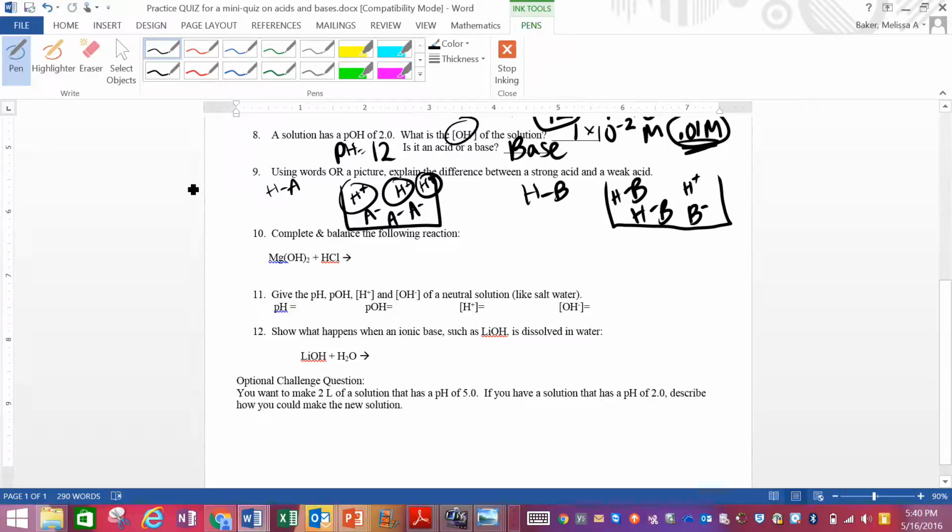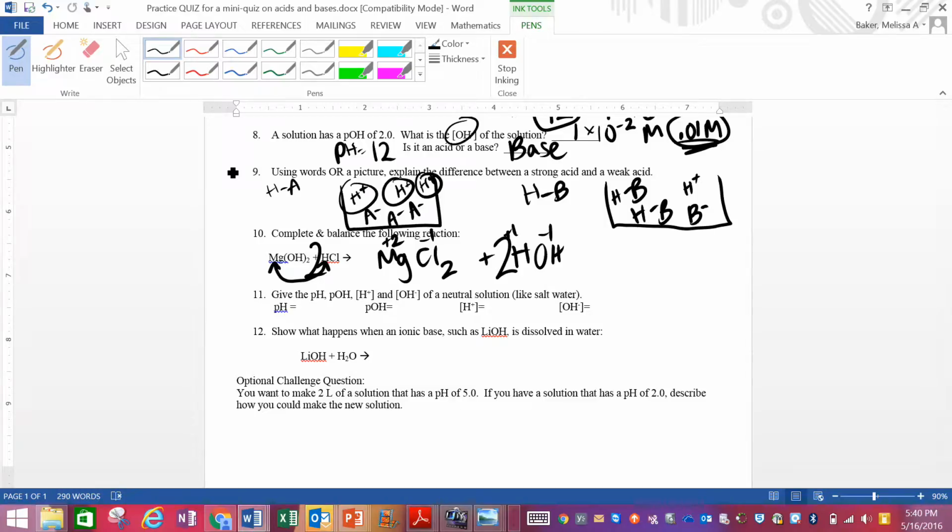Number 10 is a neutralization reaction. Double displacement. Mg is now going to be with Cl. Mg's got a +2 charge, so this becomes MgCl2. And H is going to be with OH. So in order to balance this out, we need a 2 here and a 2 there in front of the HCl.